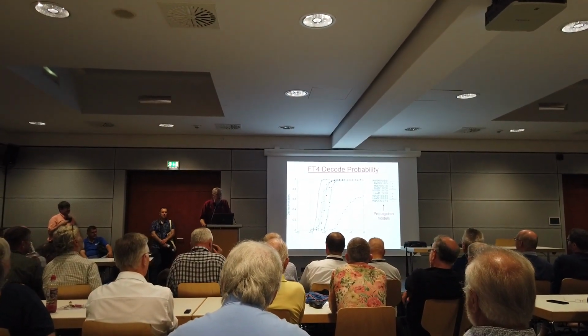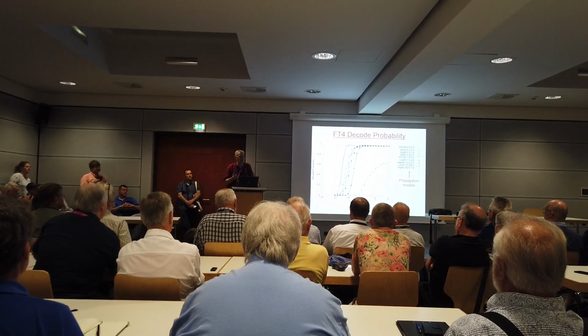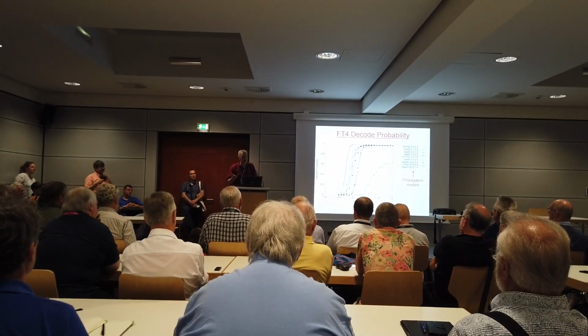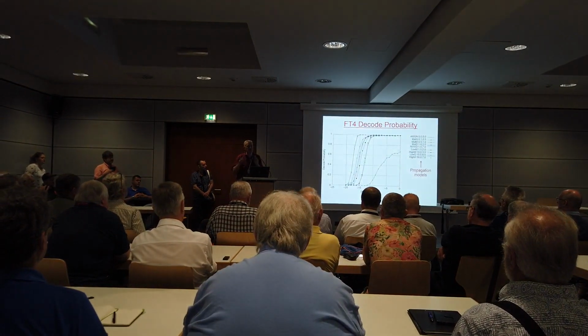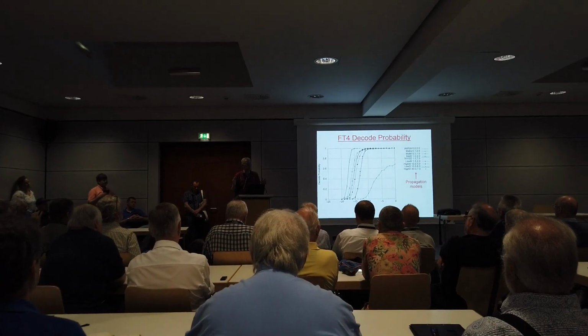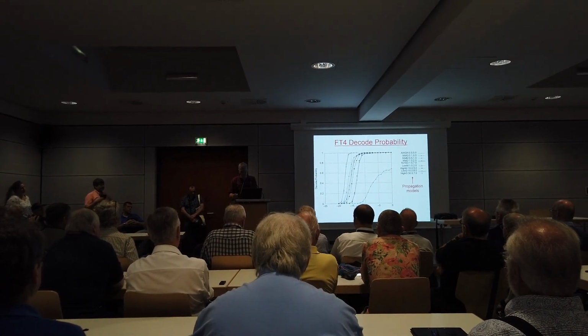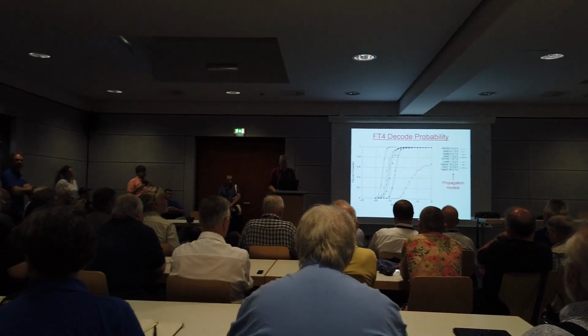And why is this difference for FT4? It's because the FT4 symbol rate, instead of being about 6 baud, is about 20 baud. And that means the stability doesn't have to last as long for the symbols, and the tones are spaced farther apart. The tones are 20 hertz apart instead of 6 hertz apart. So a bigger chance of decoding even under disturbed conditions.